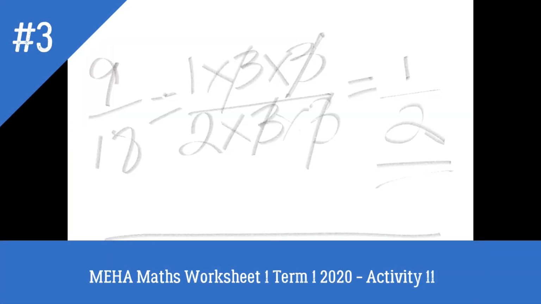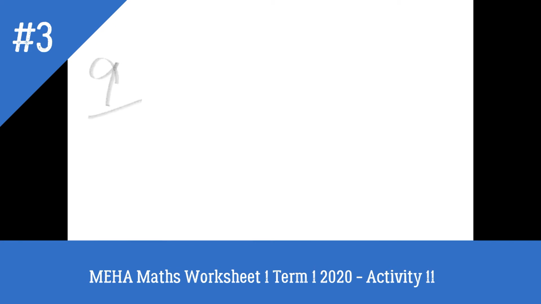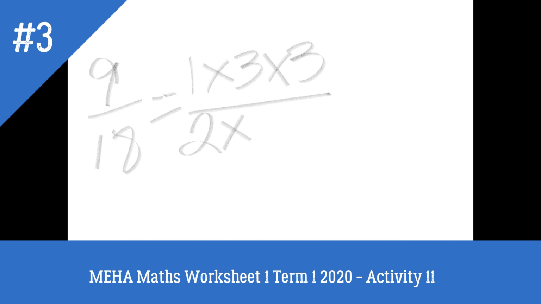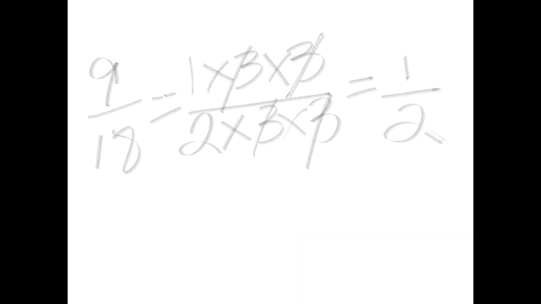Number 3 of activity 11. Start it off. 9/18 equals, well, 9 is obviously 1 times 9 or 3 times 3. So let's put 1 times 9, but 9 can be expanded to 3 times 3. Okay. 18 is 2 times 9. So 2 times 9, which of course can be expanded to 3 times 3. Then that equals, if you cross out the 3 on the top and the 3 on the bottom, so there are two 3's on the top, 2 3's on the bottom. That works. Only 1 on top is left and the 2 on the bottom is left. That means the answer is 1/2. That's the answer.